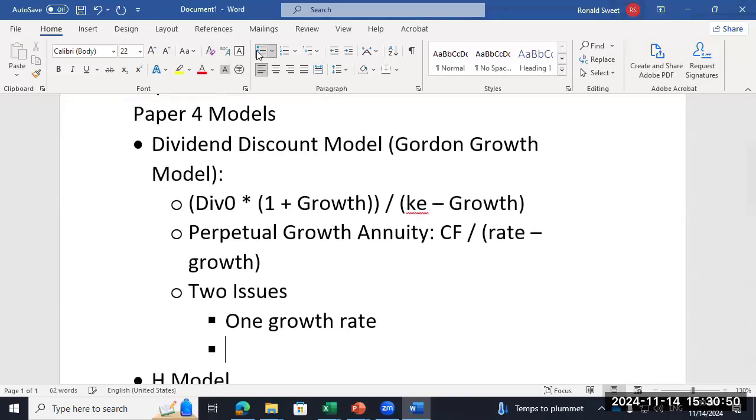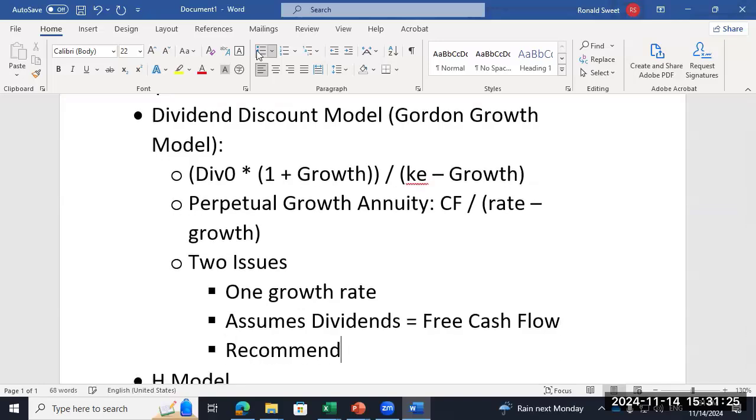The other problem is it assumes dividends equal free cash flow. Free cash flow is really what you're supposed to use. If you take Dr. Katapeckham, which I highly recommend, he's the free cash flow king. He's going to teach you all about free cash flow. That's the true value of a firm. What is the firm producing that they can pay dividends, buy back stock, pay down debt? Very few firms are paying out their free cash flow in dividends. And so what I recommend is use free cash flow per share in place of dividends.